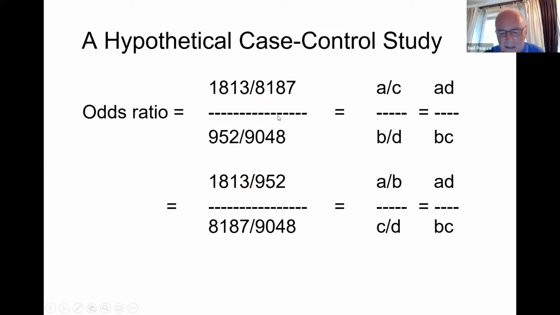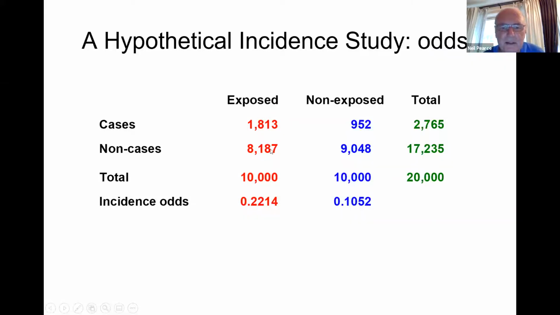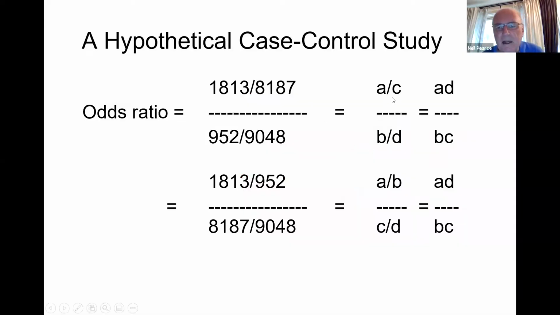So that's the top line here. And in some textbooks, you'll see these labeled as A, B, C, and D. So it's A over C divided by B over D, which is just AD over BC, if you remember algebra from high school. Okay, so that's the standard formula for the odds ratio. In the bottom half of this slide, I've just rearranged the formula, and it's exactly the same. You can try it on your calculator or on your phone and verify that it's the same thing. So 1813 over 952, that's the new top line, divided by 8187 over 9048. So that's A over B divided by C over D, which is once again just AD over BC.